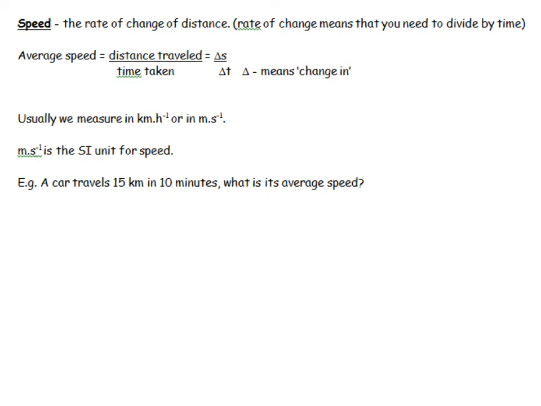We've looked at distance and displacement and the difference between the vector quantity and the scalar quantity. And now we're going to take a look at speed and velocity, and we're also going to take a look at the concept of acceleration. Speed is defined as the rate of change of distance. Whenever I use the word rate, I mean I'm going to divide by time. So I'm going to take the distance and I'm going to divide it by the time.